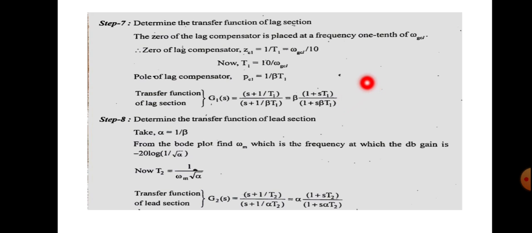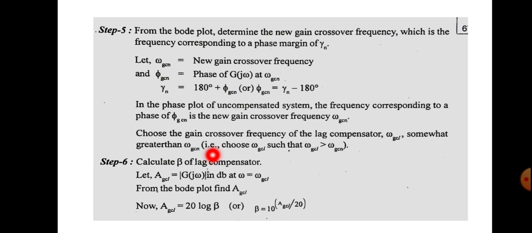So here the only difference for designing the lag section is that we are choosing a value omega GCL, and by using that omega GCL we are calculating the zero and pole of the lag compensator. That is the only difference here. Other equations are the same. Also here we are calculating beta by using the value AGCL. So that is the difference, and you should note that down.